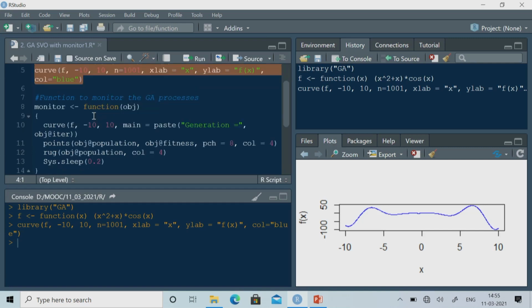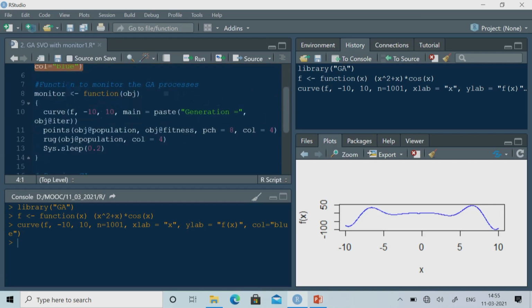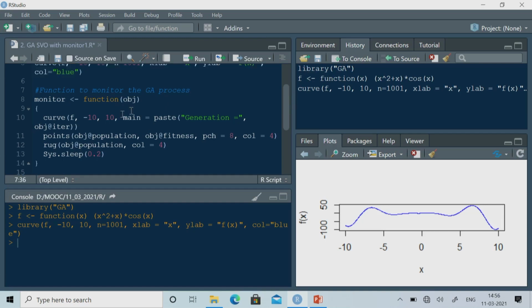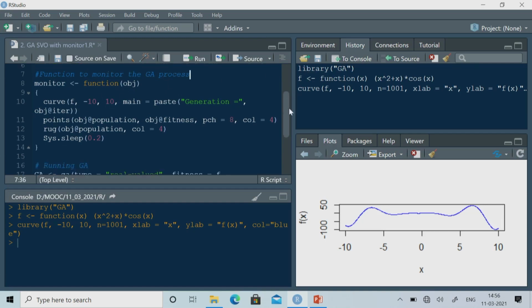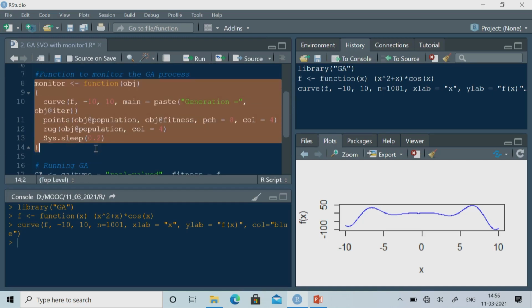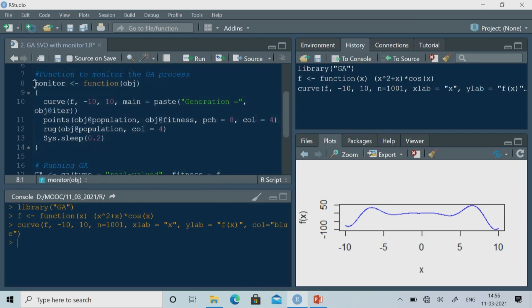I think now you are familiar with these 2 lines. Now, next is that I would like to monitor the progress, or monitor the GA processes. For that I have to write this monitor function. So, I am explaining. Here you are defining it as a function. So, monitor is a function, and this is a function of objective.